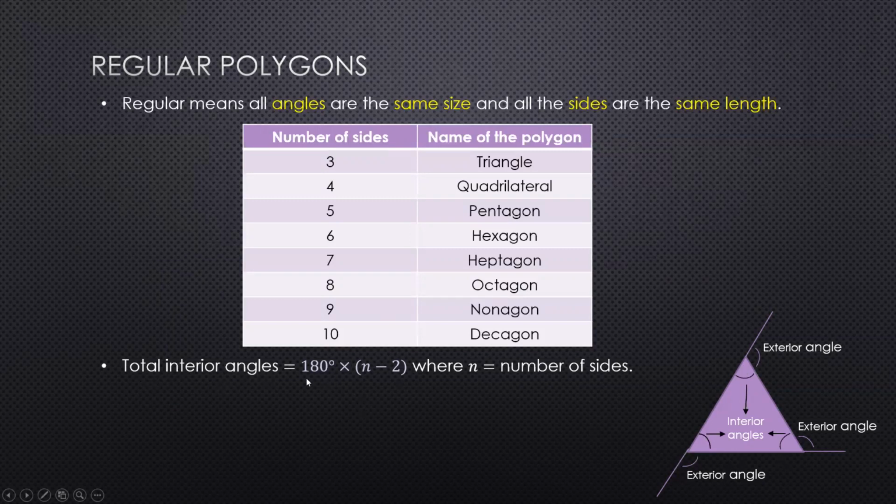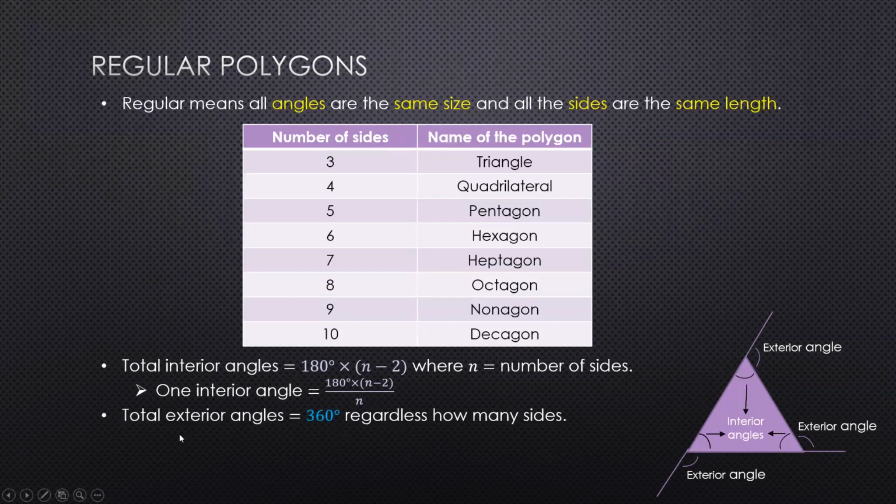Then we have a formula to remember: 180 degrees multiplied by (n minus 2), where n is the number of sides. So if you have 3 sides, that means you have 3 minus 2, you get 1. 1 times 180, then you get 180. That's why a triangle has 180 degrees in total, right? Okay, so if you want to find one angle only and it is regular, we can divide by how many sides we have, right?